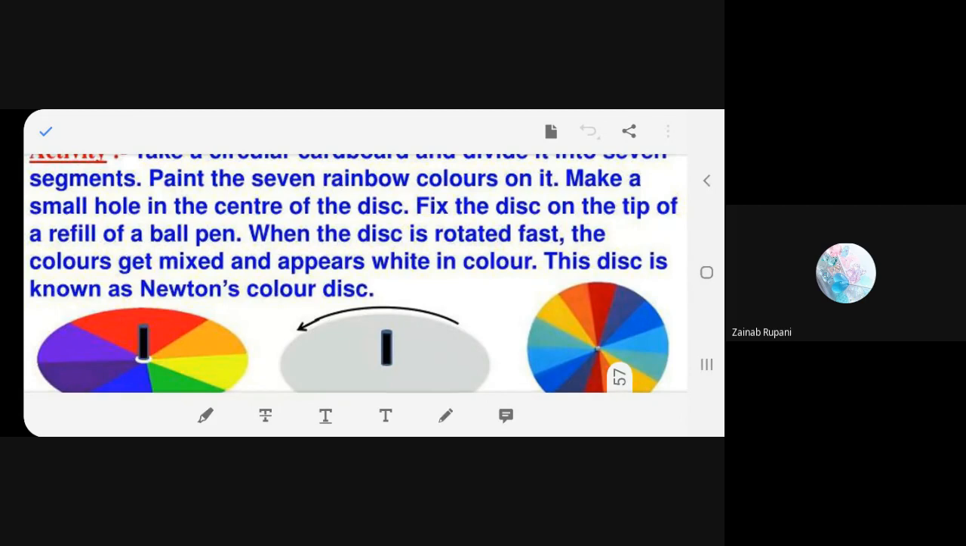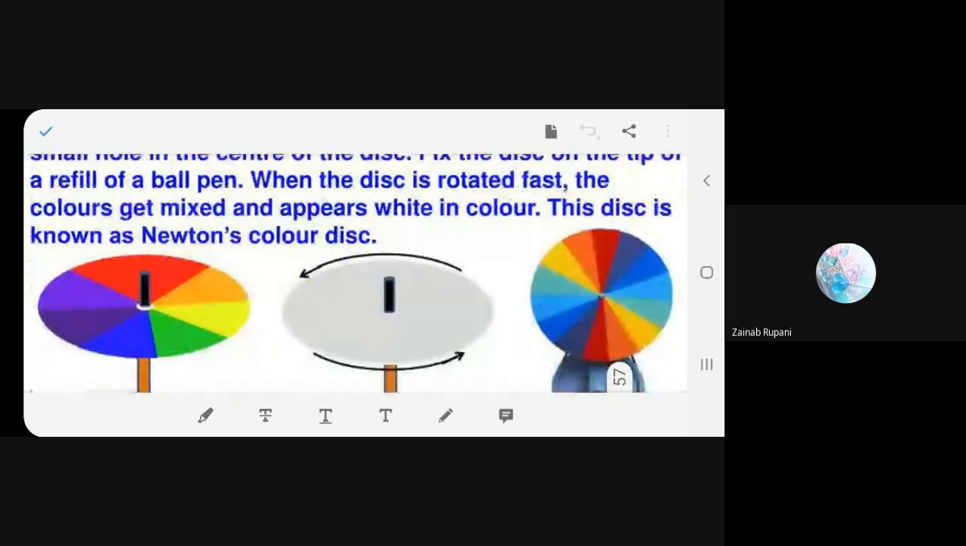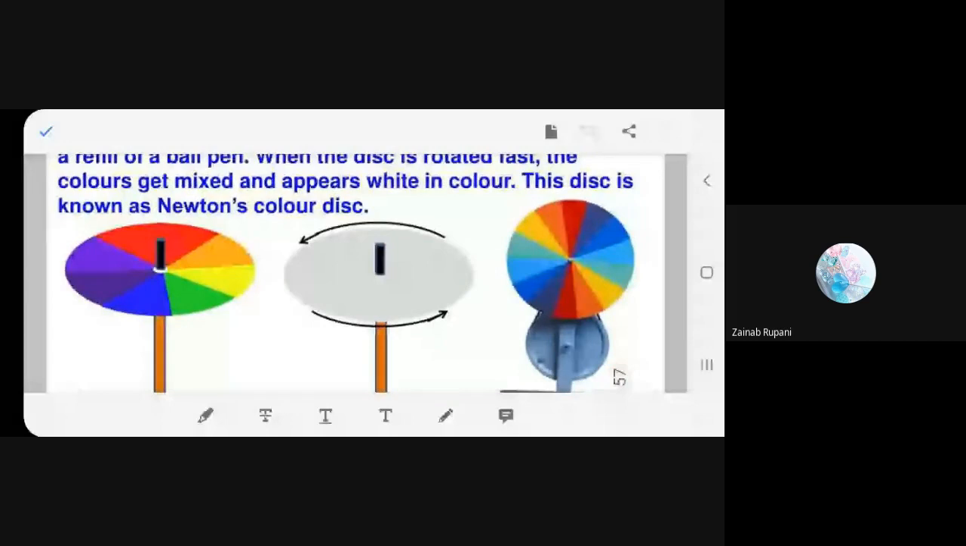We used to do that when we were young. Make a fan out of it. Rotate it really fast, and if you run, the whole thing will start rotating on its own. So this Newton's color disc, you can make it at home. Girls, all of you would love that. Make 7 segments and paint accordingly. And when you start moving it very fast, you will see this color.